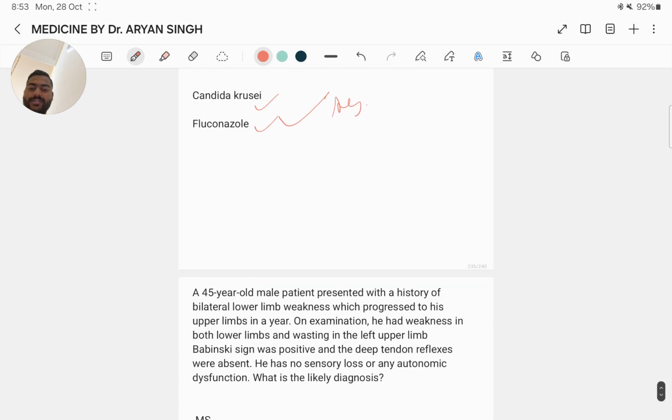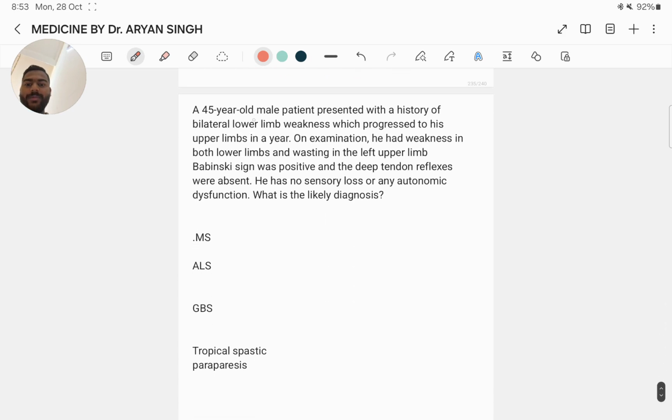And the next question. A 45-year-old male patient presented with a history of bilateral lower limb weakness which progressed to his upper limb in a year. On examination, he had weakness in both lower limbs and wasting in the left upper limb. Babinski's sign was positive and the deep tendon reflexes were absent. He has no sensory loss or any autonomic dysfunction. What is the likely diagnosis? MS, ALS, GBS, or tropical spastic paralysis.